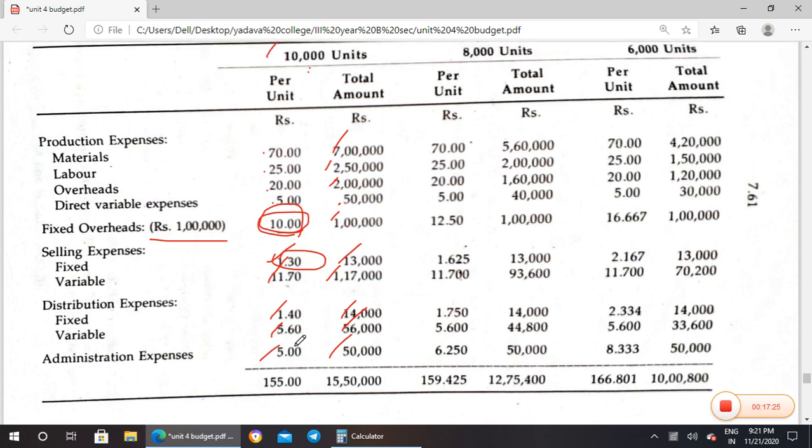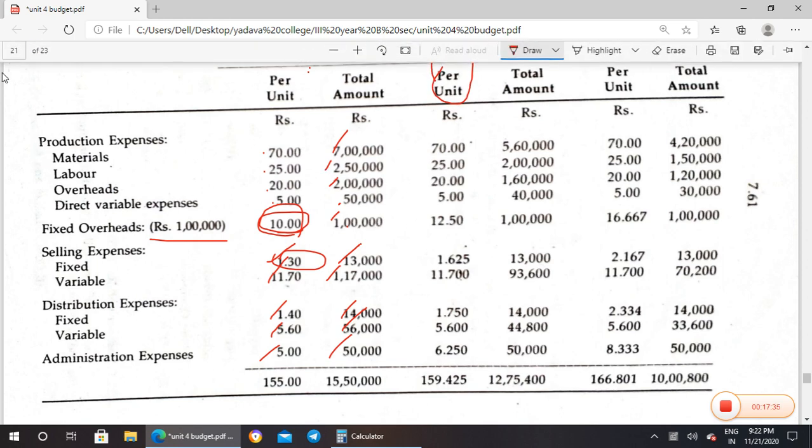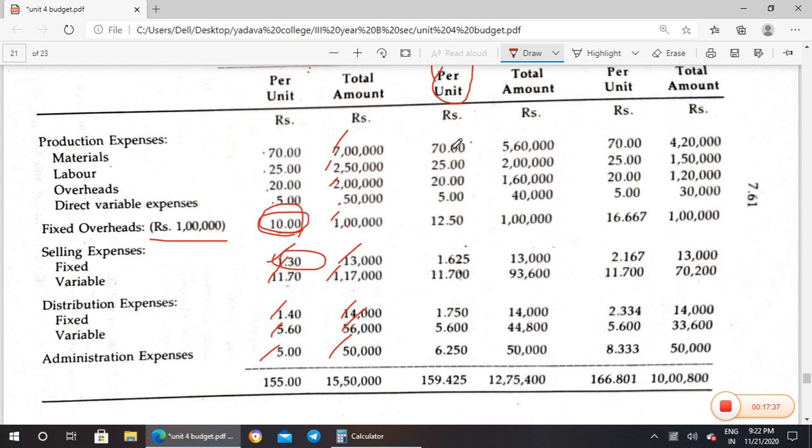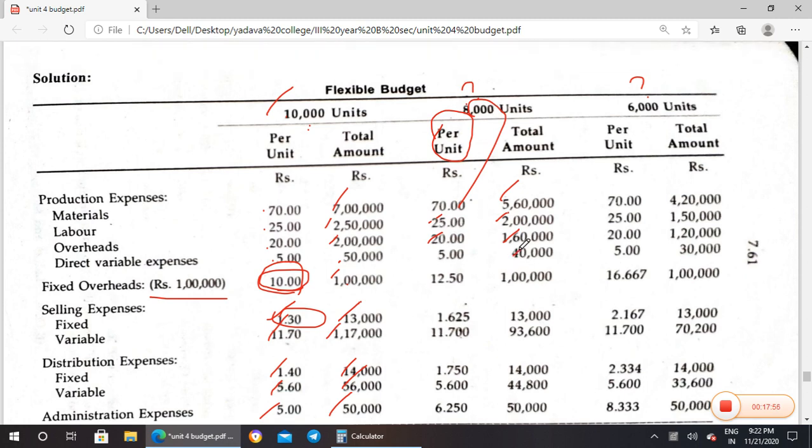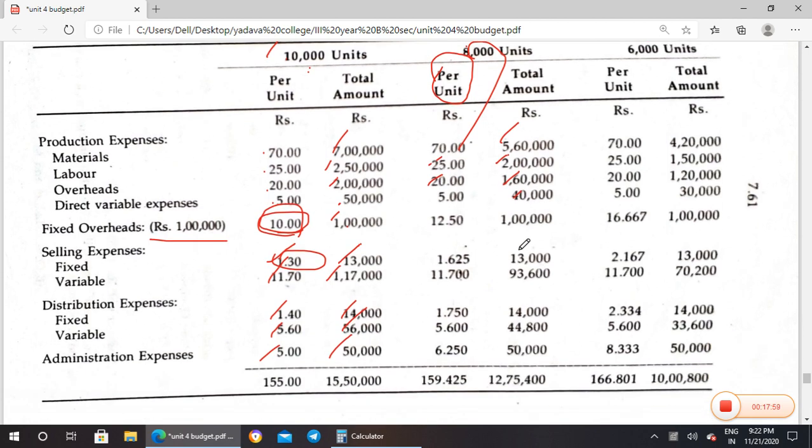The same procedure should be followed for the 8,000 units, but the per unit rate cannot be changed, only the given units. Material 70 per unit, so 70 into 8,000, you will get 5,60,000. 25 into 8,000, 2 lakhs. 20 into 8,000 units, 1,60,000. 5 rupees into 8,000 units, 40,000 rupees.